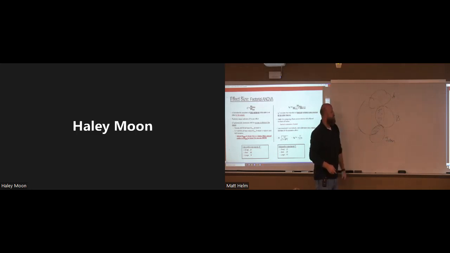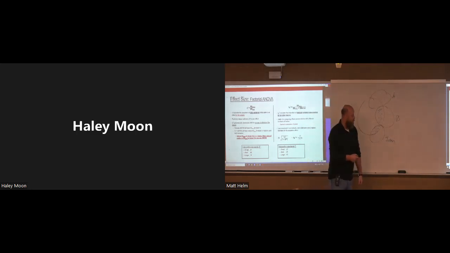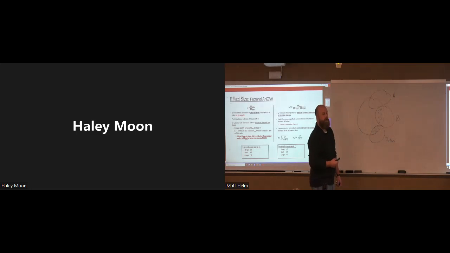Which one of these is going to have the smaller denominator, eta squared or partial eta squared? Which is going to have the smaller denominator? The smaller denominator.